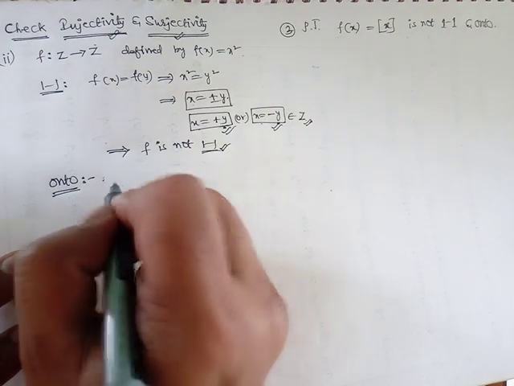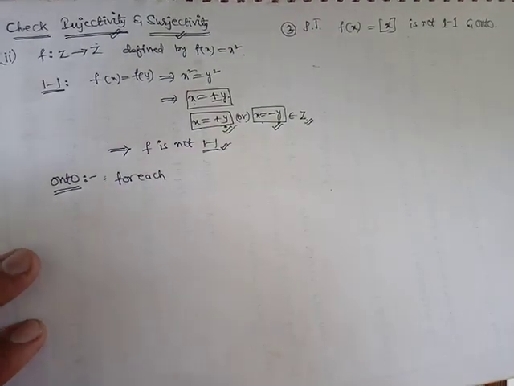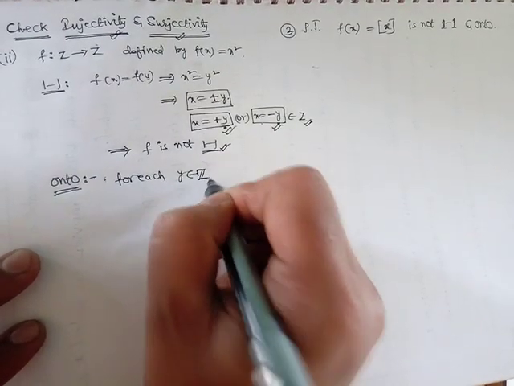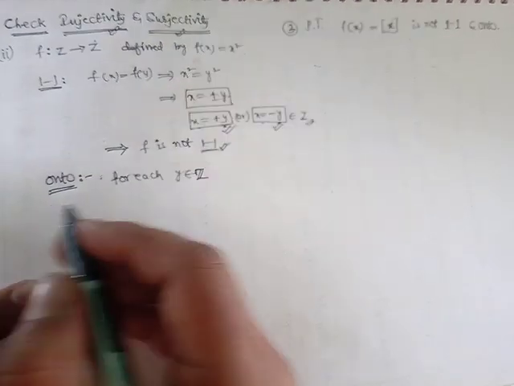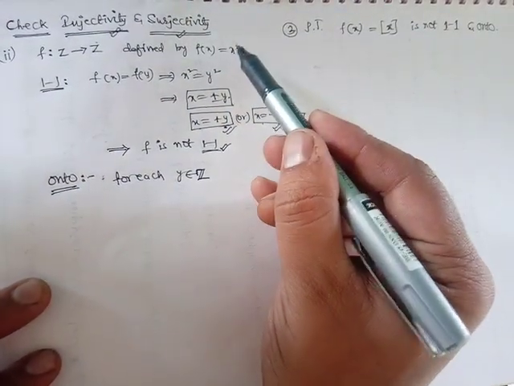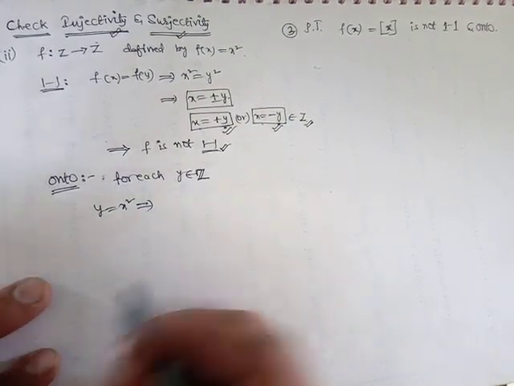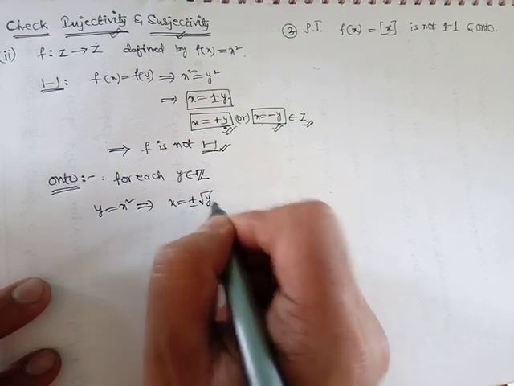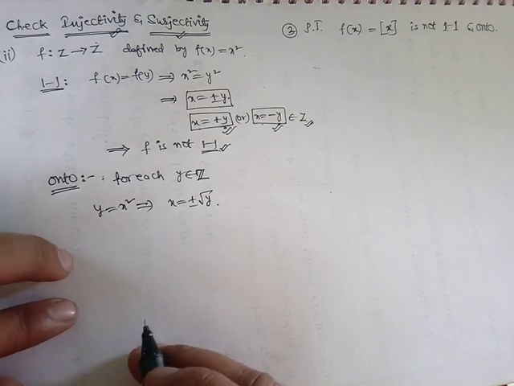Onto: for each y belongs to Z. Now in the same way, y = x². This implies x = plus or minus square root of y.